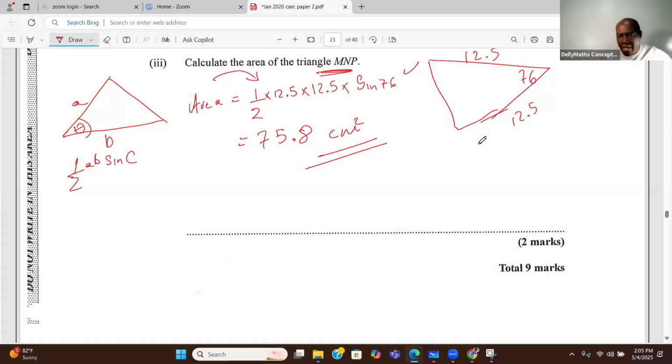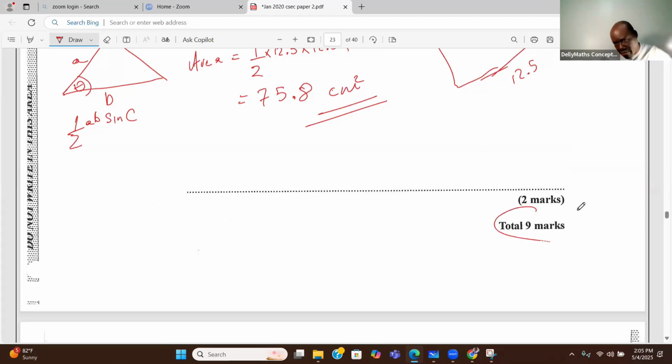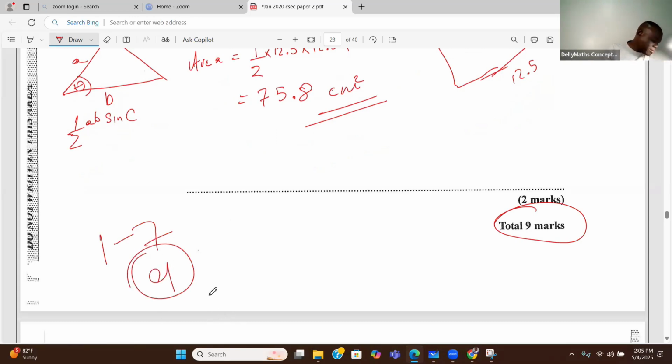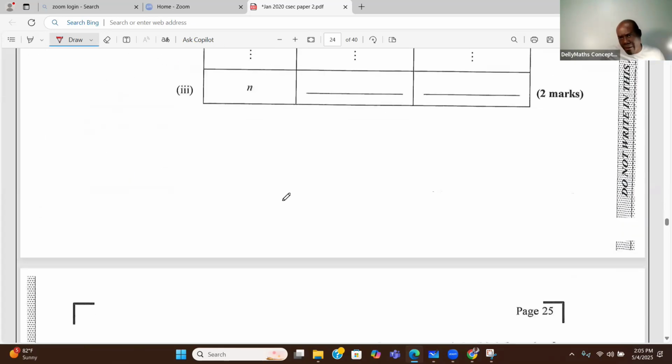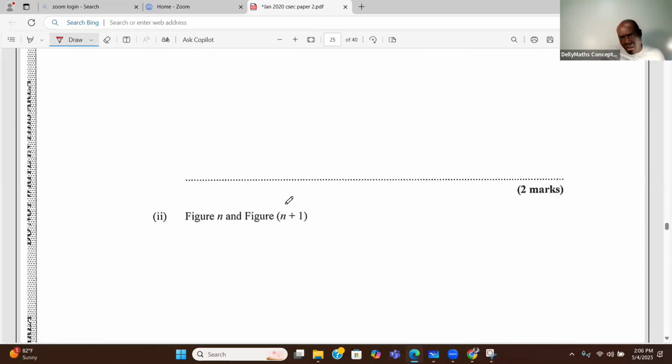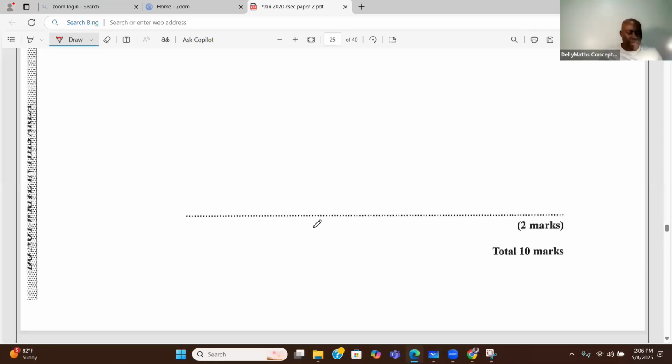All right. Let me see if it's done. See, 9 marks done. All the questions in section 1, from 1 to 7, are 9 marks each. Let me check it quickly. So 9 marks, that's 63. I suppose 1 to 7. Oh, I feel like the next one is 10 marks. 2, 4, 6, 8. Yeah, 10 for that.